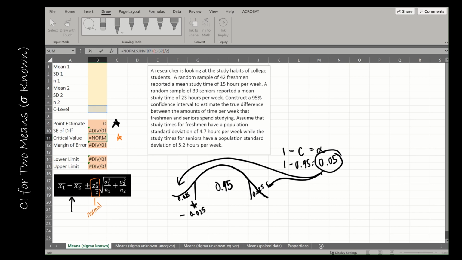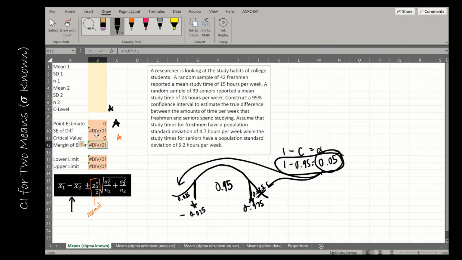I'm taking 0.95, which is what's in this cell, the confidence level, and then I'm adding 1 minus that value divided by 2. That's this. 1 minus 0.95 and then divided by 2 gives me this much. So if I take 0.025 plus 0.95, that gives me 0.975, and that's going to give me the positive critical value. So that's what I've done here.